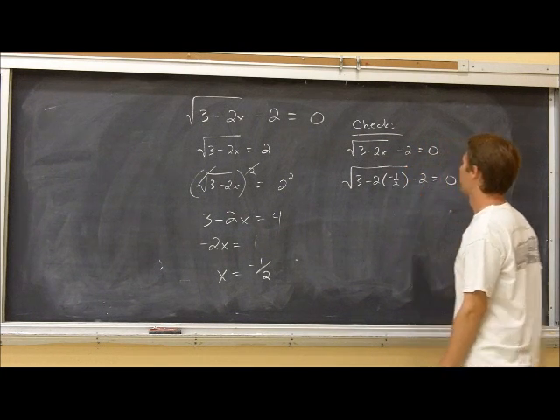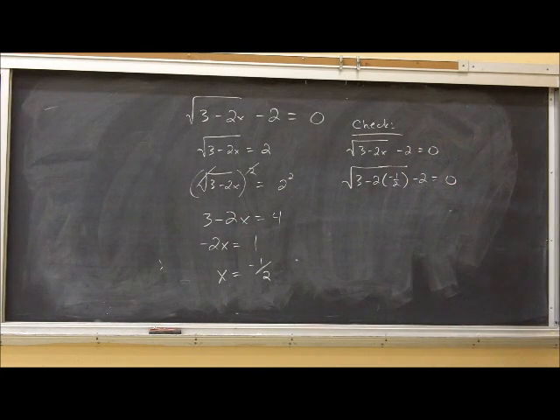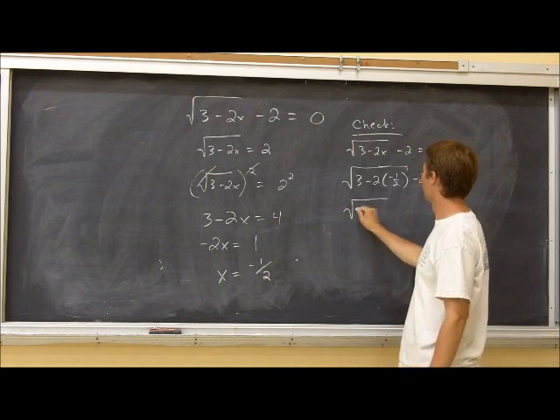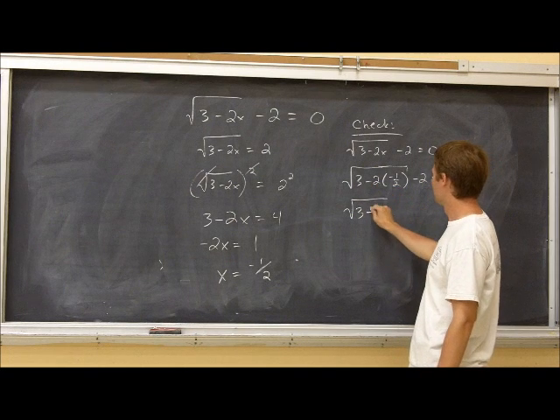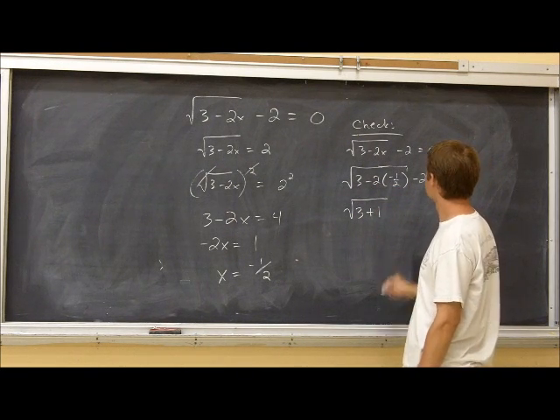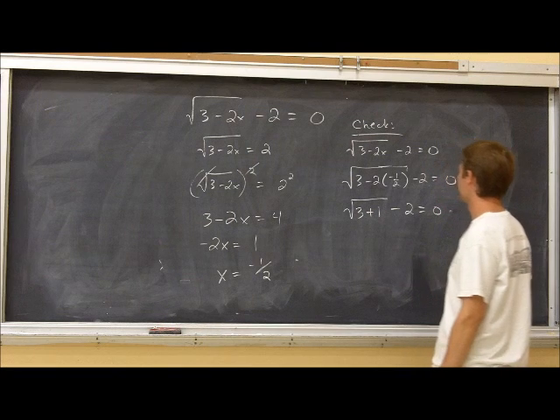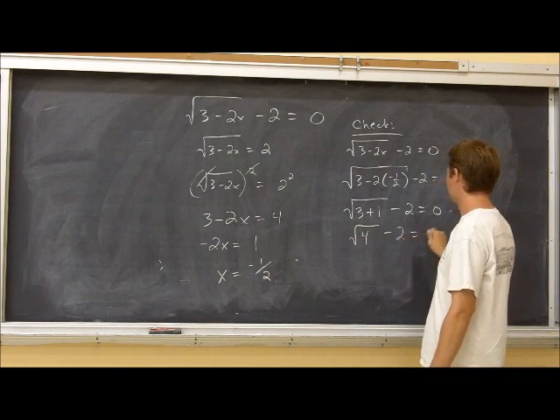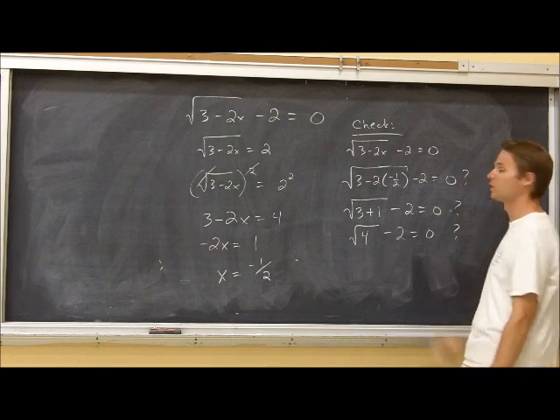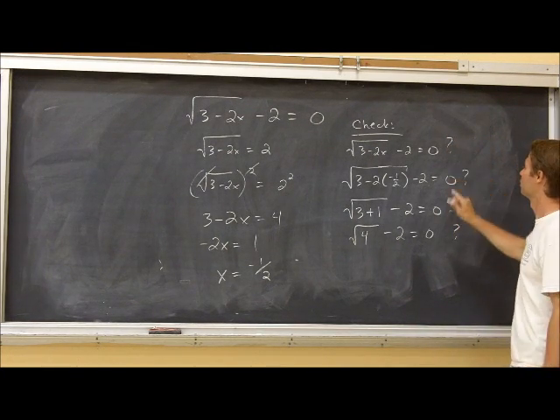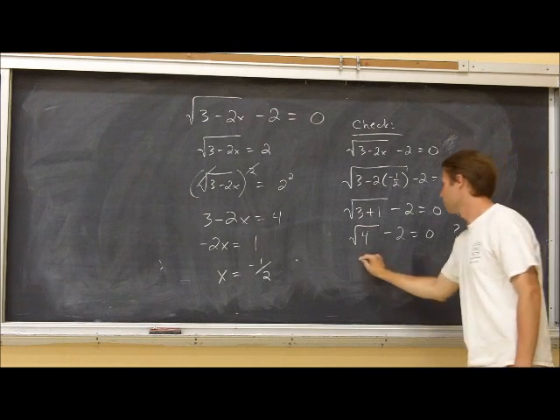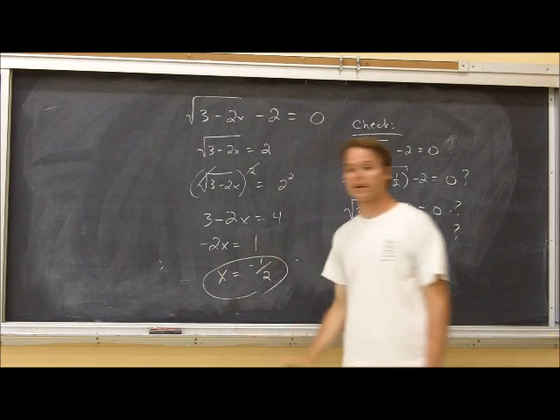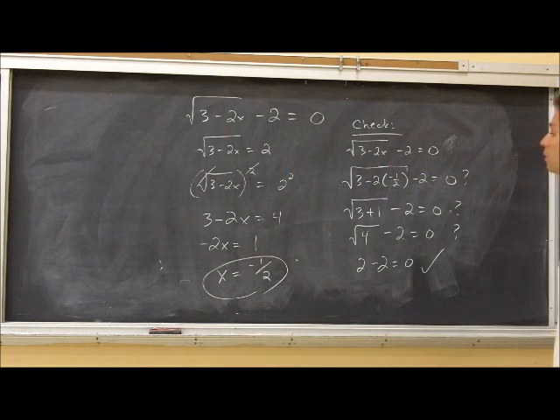Okay, so is the square root of 3 minus 2 times the negative 1/2, minus 2 equal to 0? Well, square root of 3 minus, this will be plus 1, negative 2 times negative 1/2. So this will be square root of 4 minus 2. Is that equal to 0? Really, I should put question marks out here because I don't know if this is true. Well, sure, 2 minus 2 is equal to 0. Yeah, so that's a good answer. We'll keep x equals negative 1/2 as a solution to this equation.